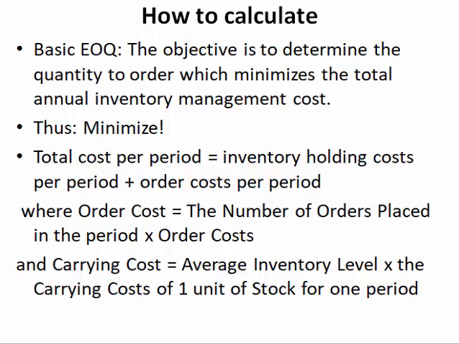Order cost is equal to the number of orders placed in the period multiplied by the order cost of a single order. Then carrying cost is equal to the average inventory level multiplied by the cost of a unit of stock for one period.